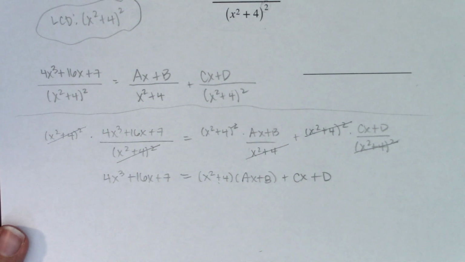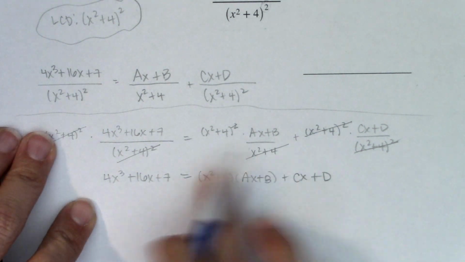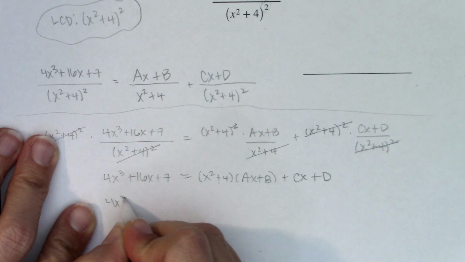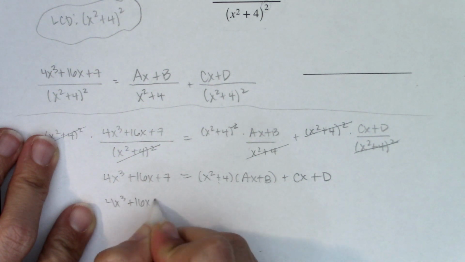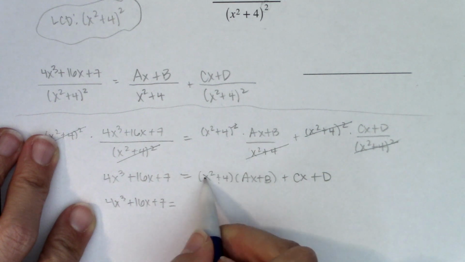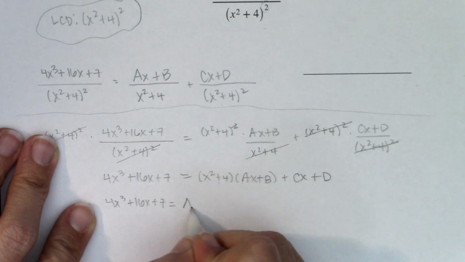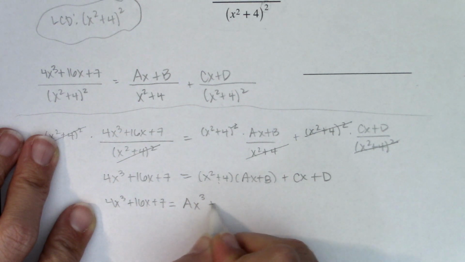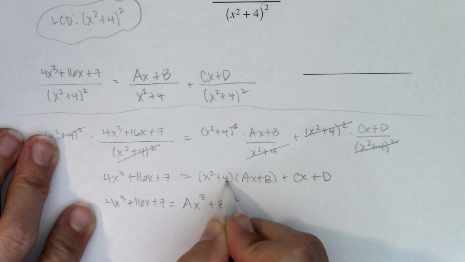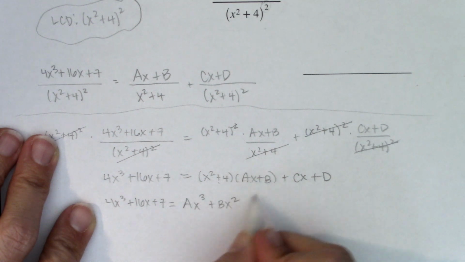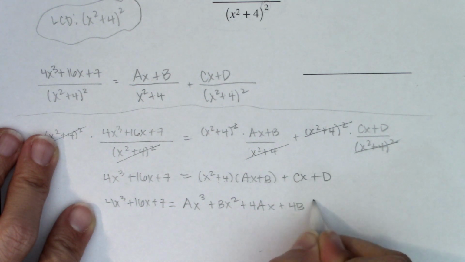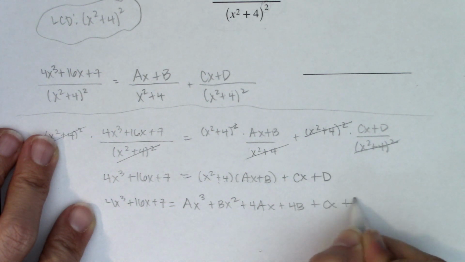So let me scooch this up, and let's go ahead and multiply or FOIL these two out. So I have 4x cubed plus 16x plus 7. All right, x squared times ax squared first, ax cubed. Outer is going to be x squared times b, bx squared. Inner is 4 times ax, which is 4ax. Last is 4 times b, which is 4b, and then I have cx, and then I have d.